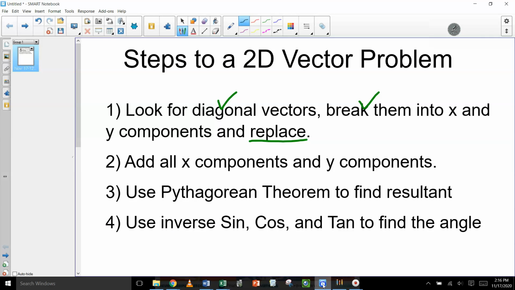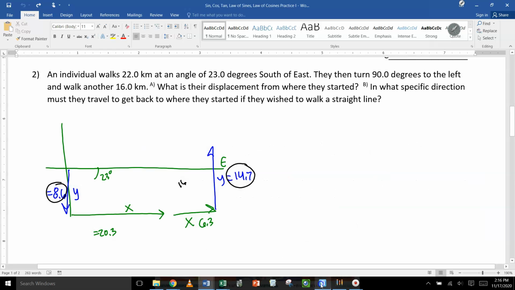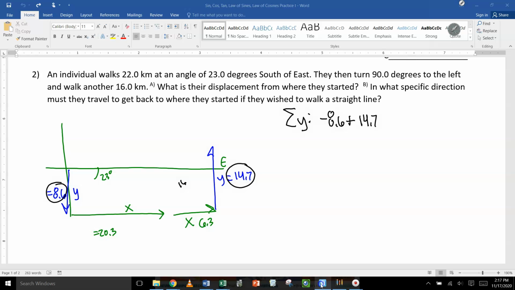Next step, add. Add all the x components and add all the y components. And we just did that in our brains right now. When I added up all the y components, I was negative 8.6 because it's 8.6 down plus 14.7 north. So that's a positive 6.1. And if I add, this is the Greek letter sigma. It just means to add them up, add all the x things. A positive 20.3 because I'm going to the right, east, plus 6.3. That's another one going east, so that equals 26.6.